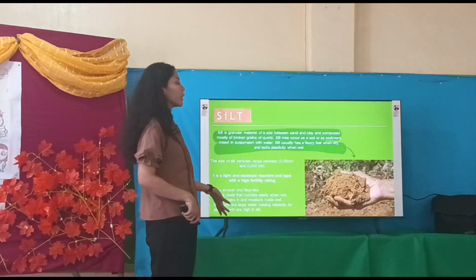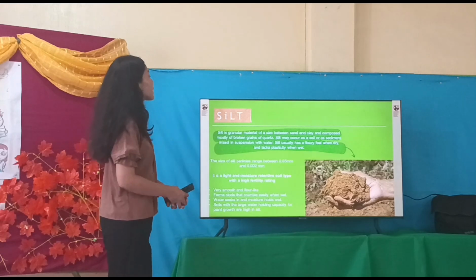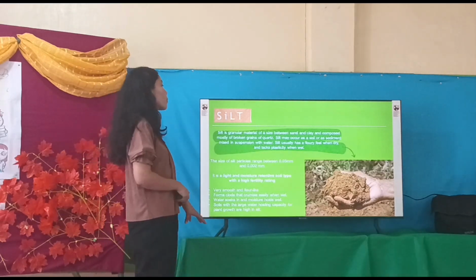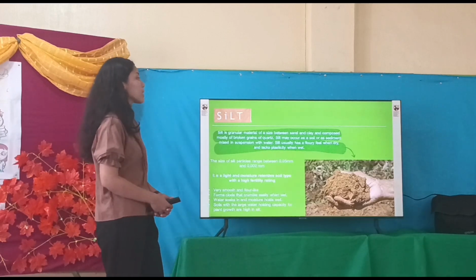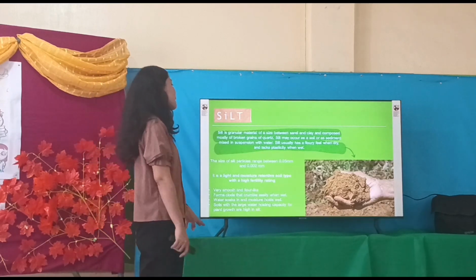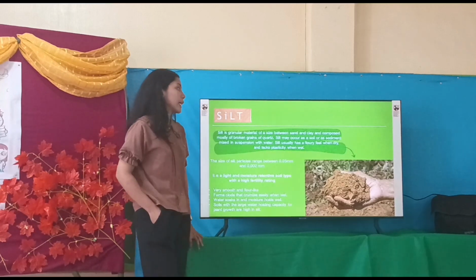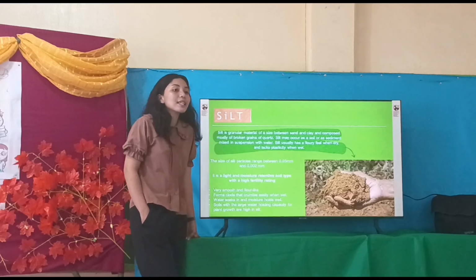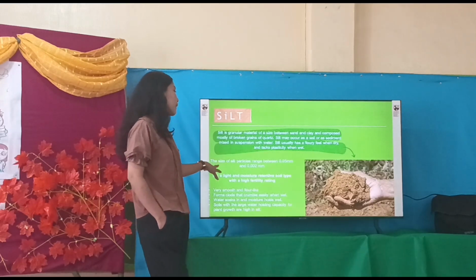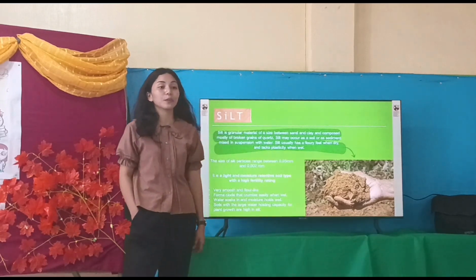And then, here we have silt. Silt is a granular material of a size between sand and clay and composed mostly of broken grains of quartz. Silt may occur as a soil or a sediment mixed in suspension with water. Silt usually has a floury feel when dry and lacks plasticity when wet. And the size of silt particles range between 0.05 mm and 0.002 mm.